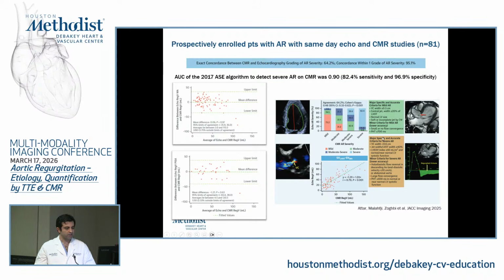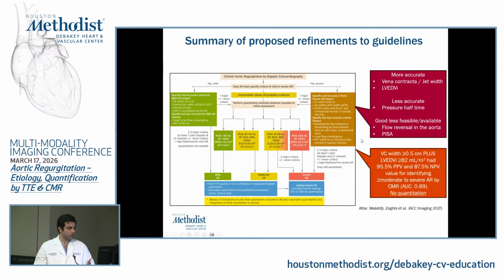And then the pressure half-time, at a threshold of 700, can detect mild disease, but in reality, this is a very small minority of patients. So this is why you shouldn't really go by pressure half-time on its own to say, oh, this is mild or moderate or severe. And then what we came up with is a small and minor modification of the existing algorithm, but the focus here is trying to give more weight to some of the parameters compared to others.